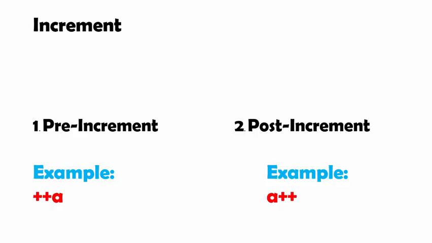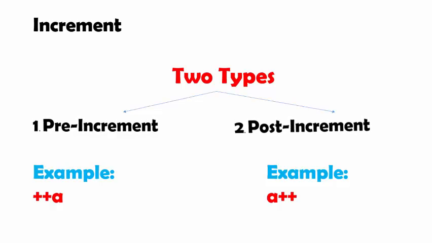Increment means increasing the value of a variable by plus 1. There are two types of increment. One is pre-increment, another is post-increment. Pre-increment means placing the plus plus sign before the variable.